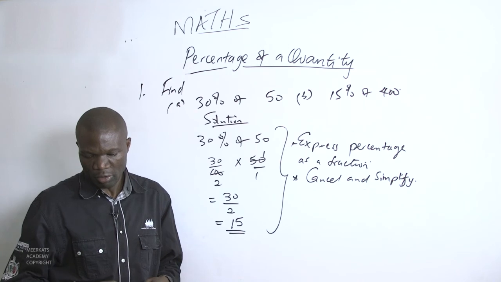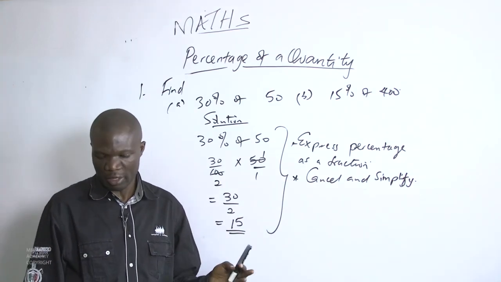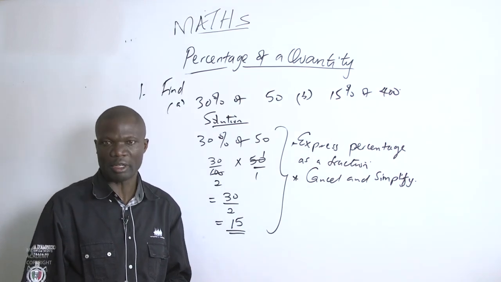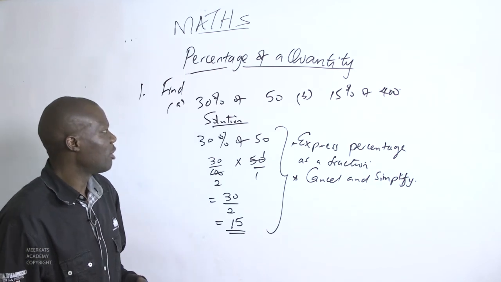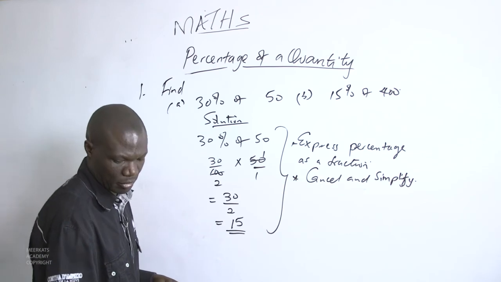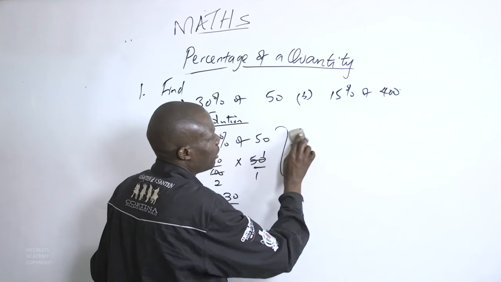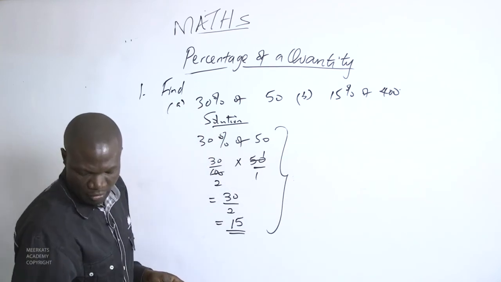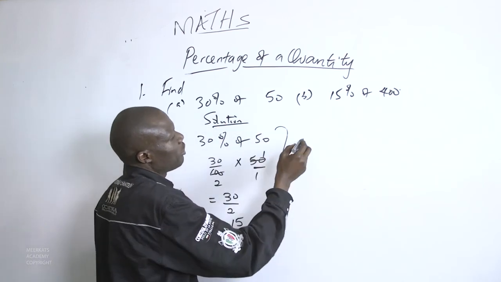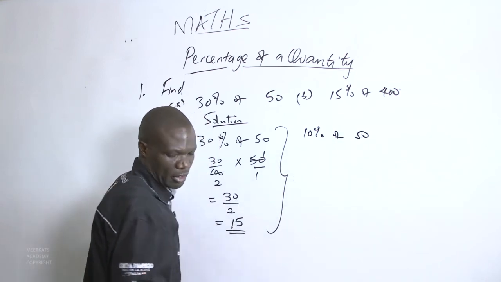Second approach would have been what we call mental arithmetic. If we don't want to use this method, we use mental arithmetic, meaning we would have asked ourselves. In this particular case, we say we want to find 30% of 50. We ask ourselves, 10% of 50 is what?